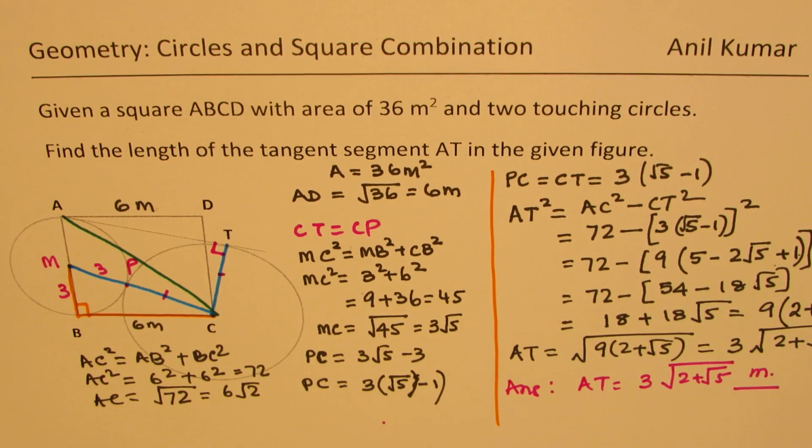Okay? So that is how we can actually find the length AT, which is tangent to a bigger circle. I hope the steps are absolutely clear.